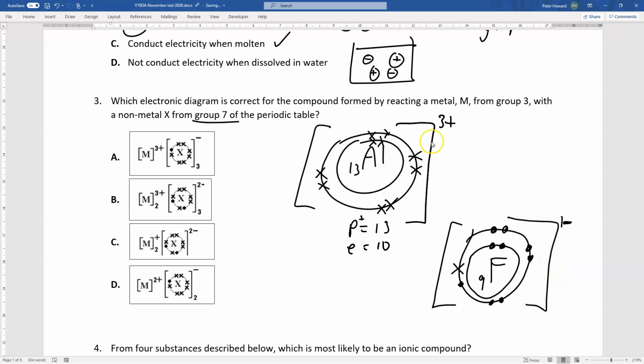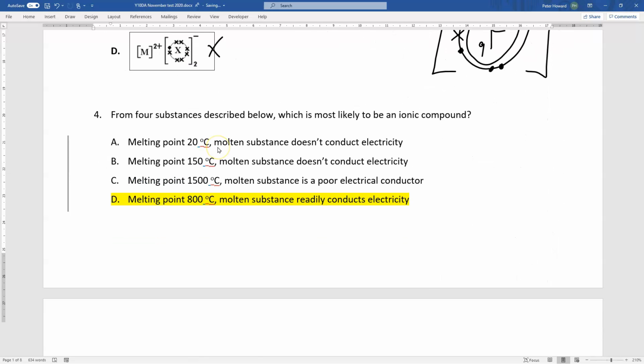If we have a look at this diagram, something with a charge of 3+, it could either be that one or that one, so we can exclude B or C. If we look at this one has got a charge of -1. The one which fits is that one, so the correct answer is A. And you can see there are 3 negative ions with a charge of -1 to balance the positive charge of +3. Which one is most likely to be an ionic compound?